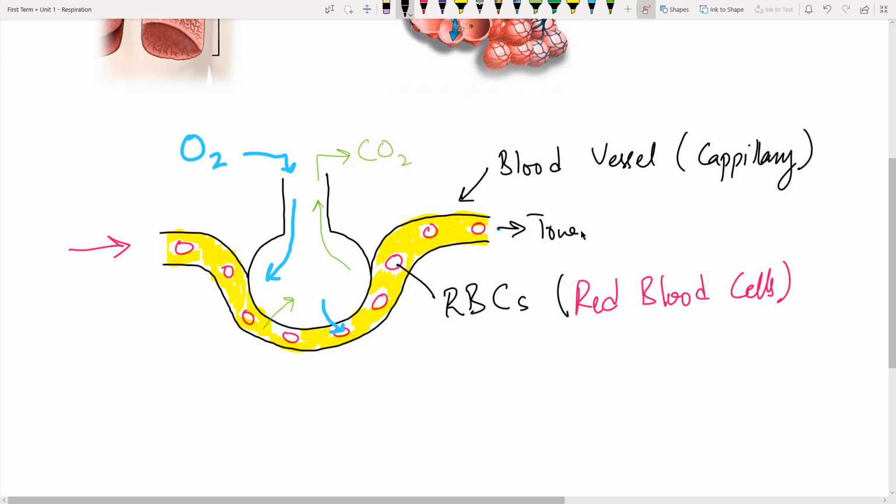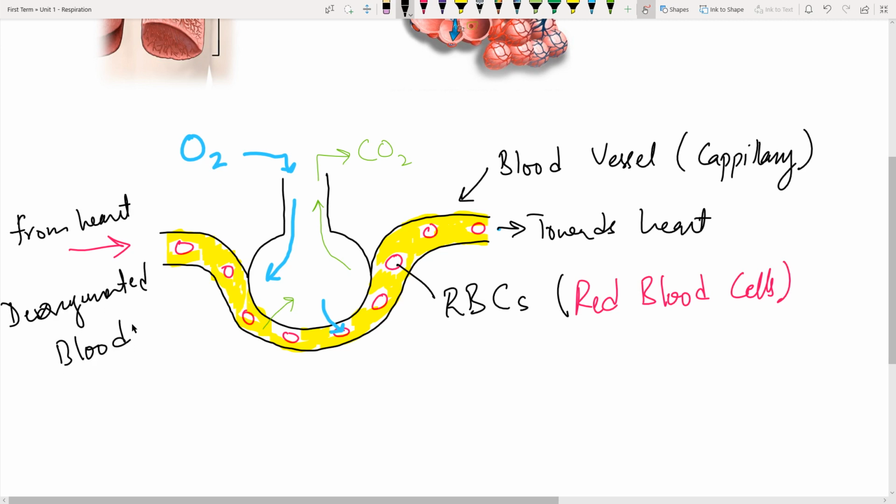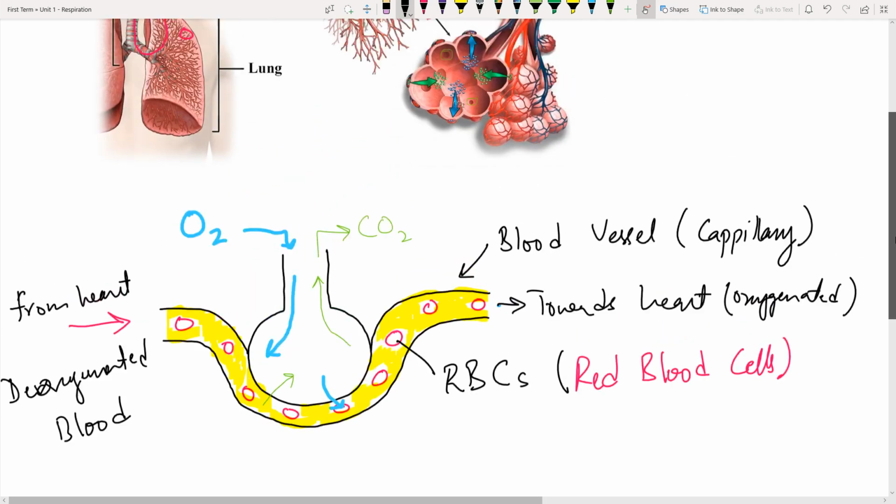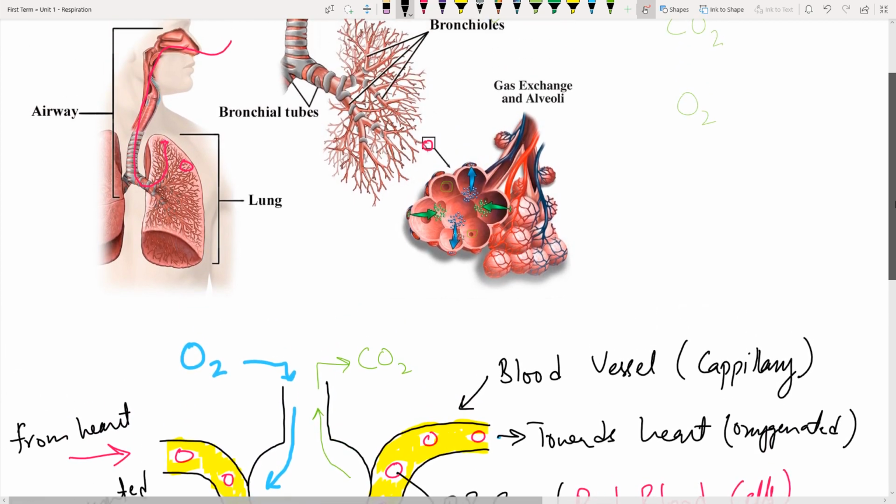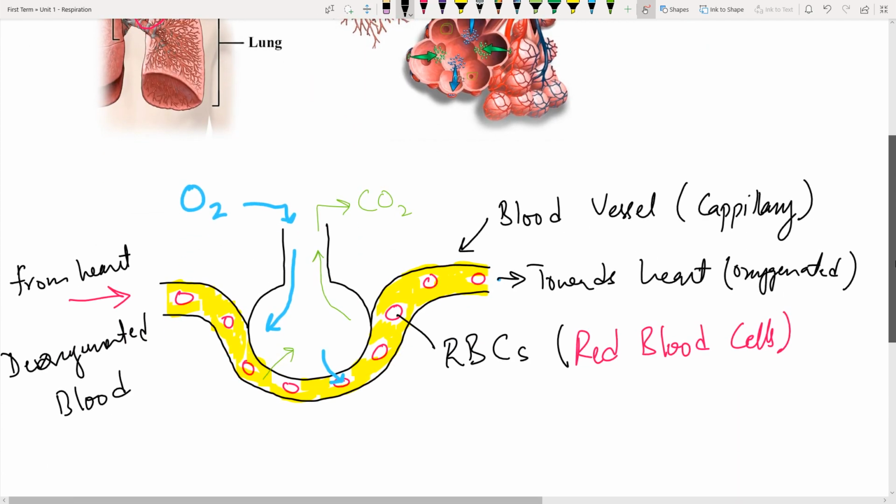So we will say towards the heart, and the heart is later on going to pump this. This is coming from the heart. You can say that the blood, we call it deoxygenated blood, and this will be called oxygenated blood, the blood that does contain oxygen. So this is the whole idea which is going on inside the alveoli. The air exchange that takes place is at the end of the alveoli.